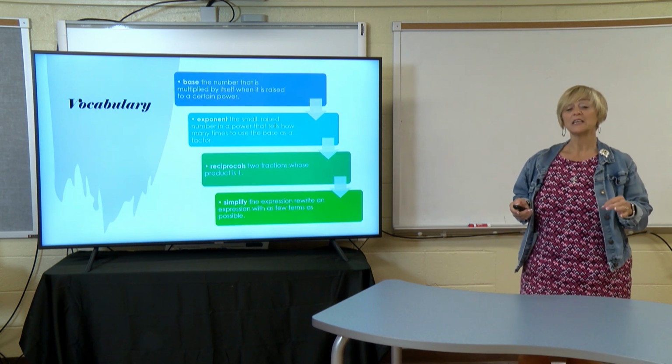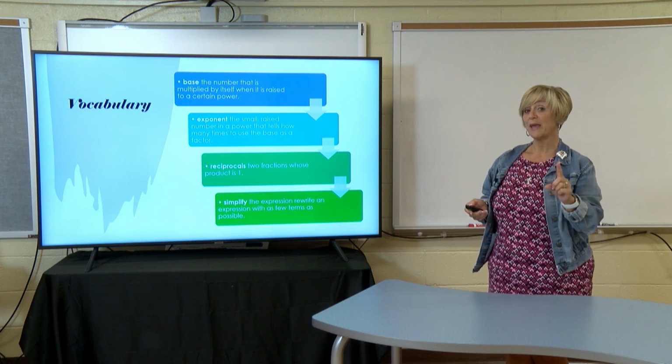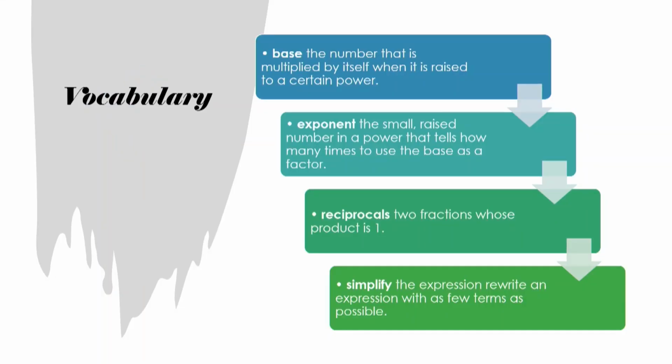But first we need to go over a couple of vocabulary words. First, base. Base is the number multiplied by itself when raised to a power. We'll get there, don't worry. The second vocabulary word is exponent. Exponent is the little tiny number raised to the base. And I know you've seen these before in sixth grade and things like that. We're going to really look into it today.